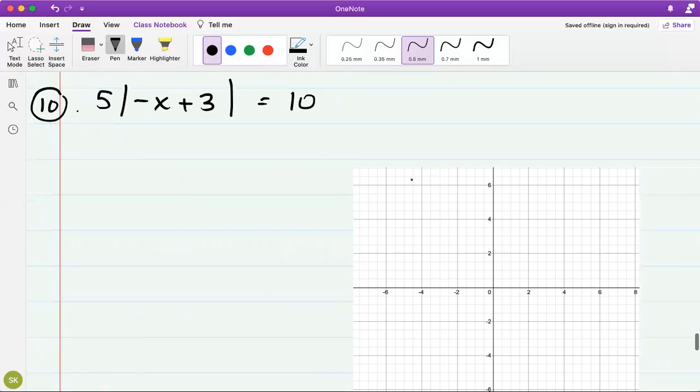Okay, next problem. We have 5 on the outside of absolute value with a negative x plus 3 is equal to 10. Again, first thing to do is to isolate the absolute value. So divide everything by 5.